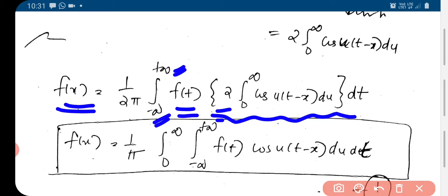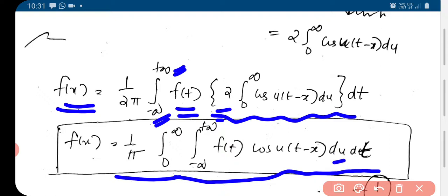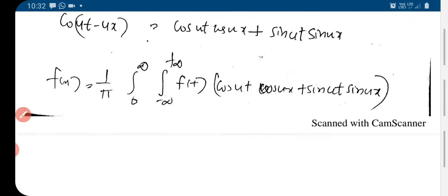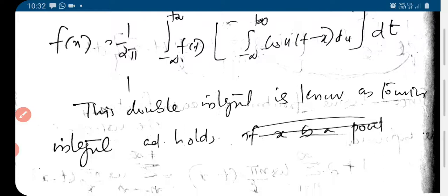So you get f of x as equal to 1 by pi integral 0 to infinity, integral minus infinity to plus infinity f of t cos u(t minus x) dt du. So this is a double integral, and this is actually the Fourier integral.